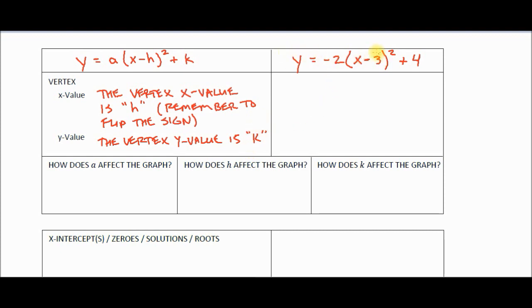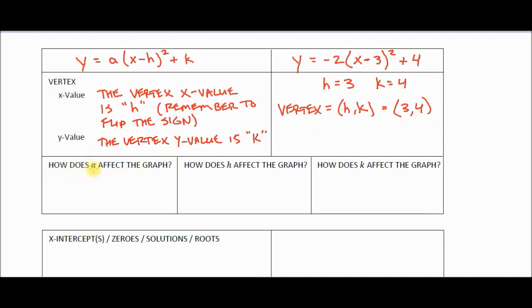So in this particular example, y equals -2 times (x minus 3) squared plus 4, we have an h value equal to positive 3 and a k value equal to positive 4. So our vertex equals (h, k), which is equal to (3, 4). All right, let's move along.